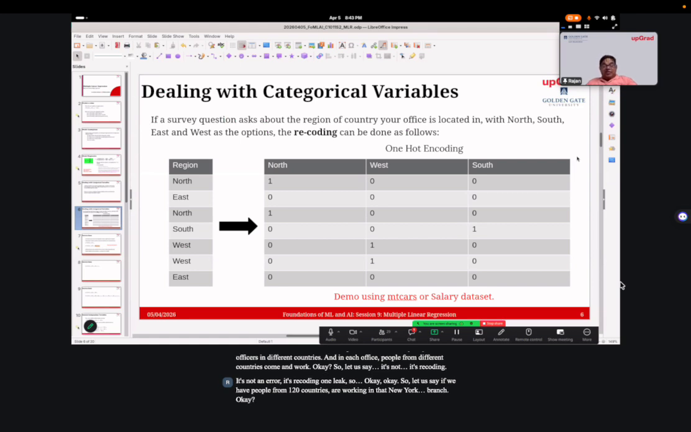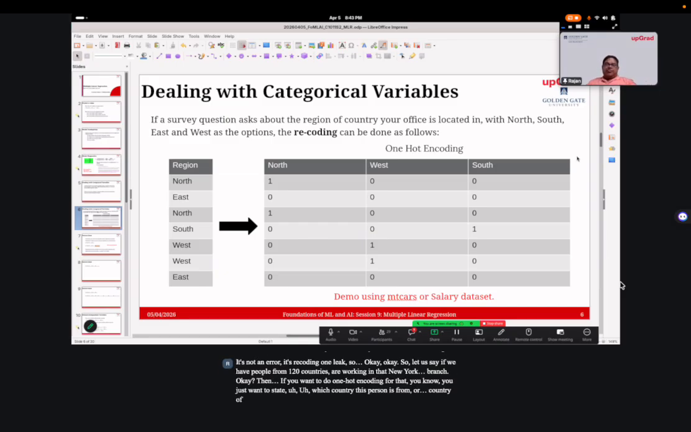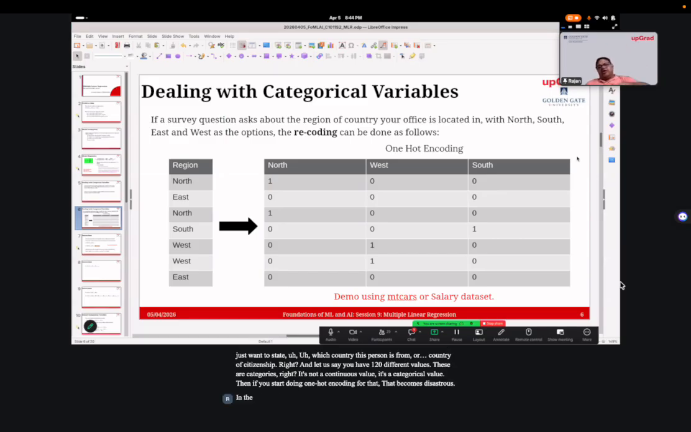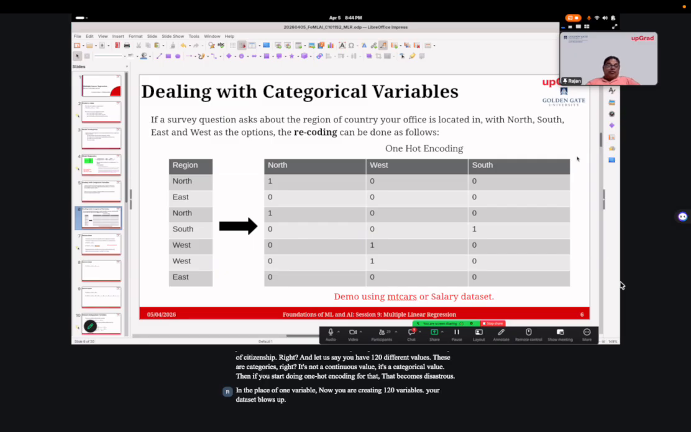Okay. Then if you want to do one-hot encoding for that, you just want to state which country this person is from, or country of citizenship, right? And let us say you have 120 different values. These are categories, right? It's not a continuous value, it's a categorical value. Then if you start doing one-hot encoding for that, that becomes disastrous. In the place of one variable, now you are creating 120 variables. Your data set blows up, right? We don't want to do that.